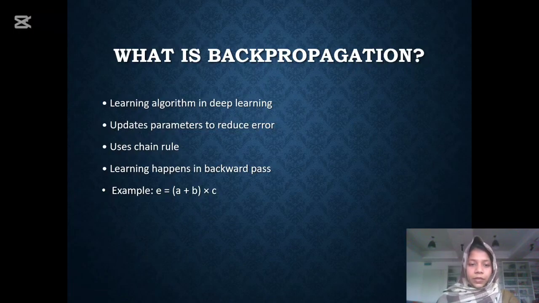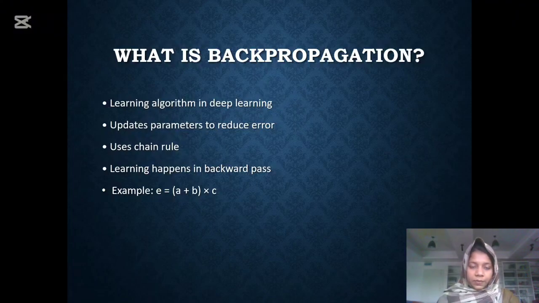So, what are the parameters? The parameters are basically the weights and biases that we use in the forward pass. It also makes use of the chain rule. The chain rule is basically a mathematical engine that we use to make backpropagation easy. The learning happens here in the backward pass.